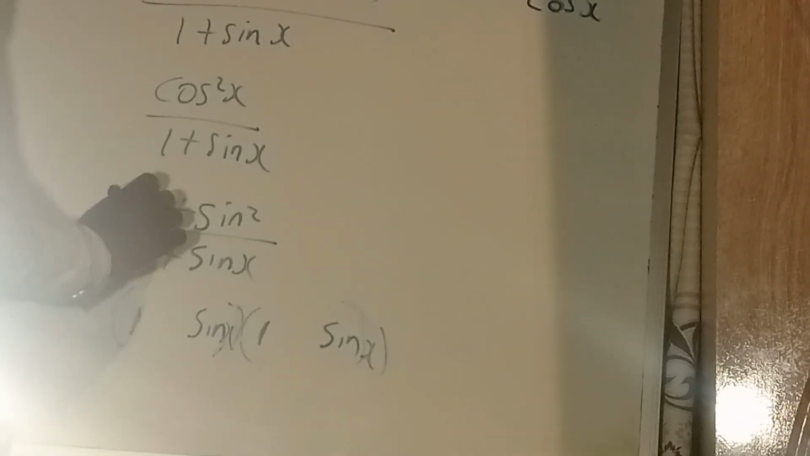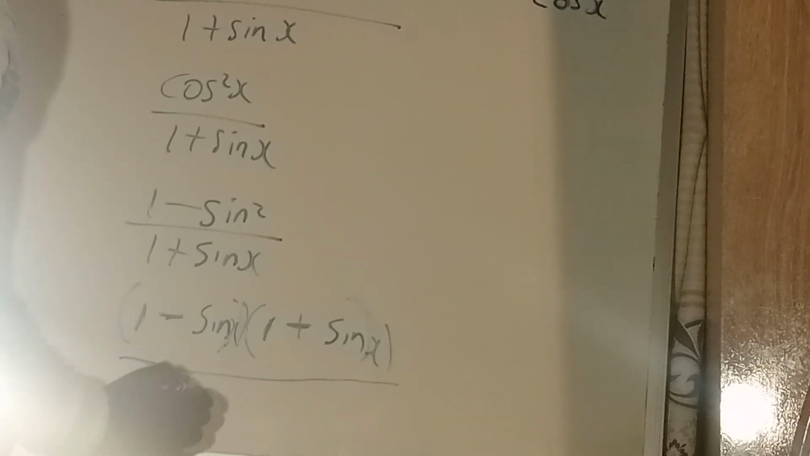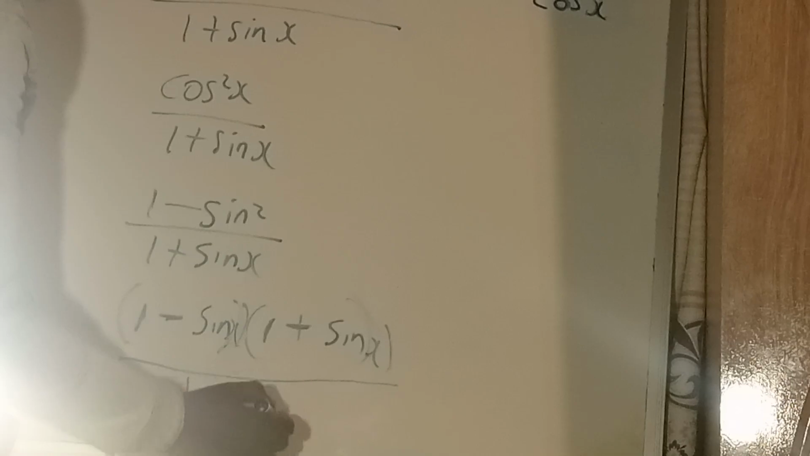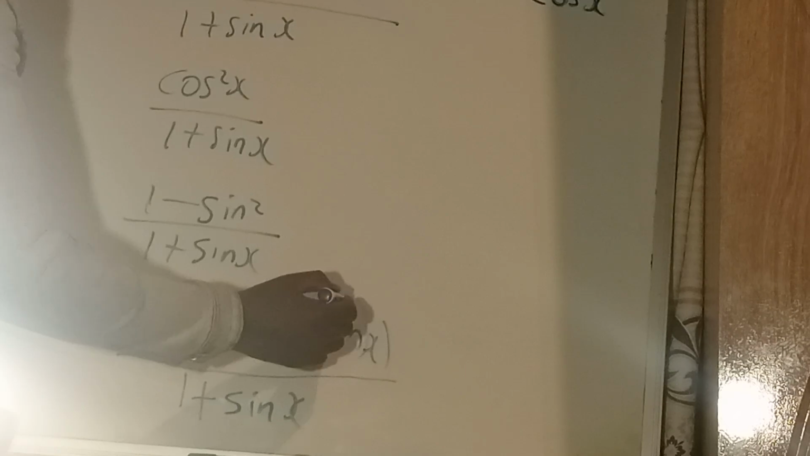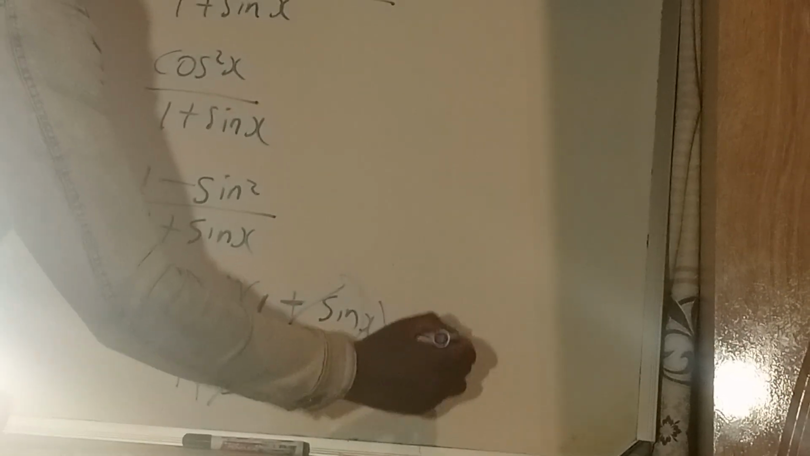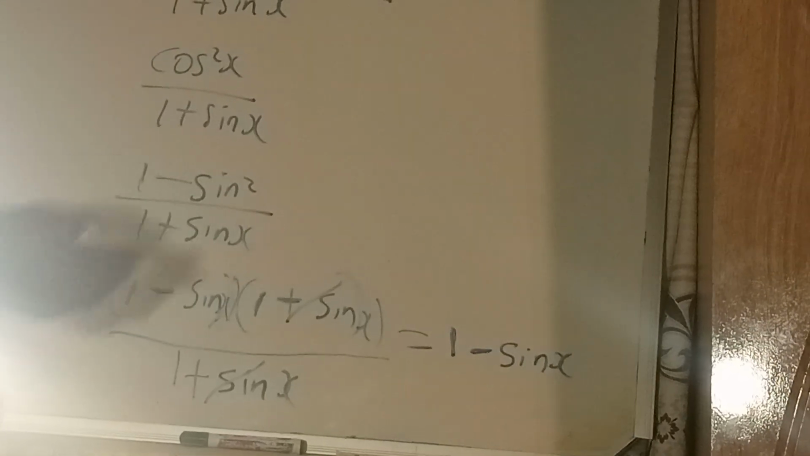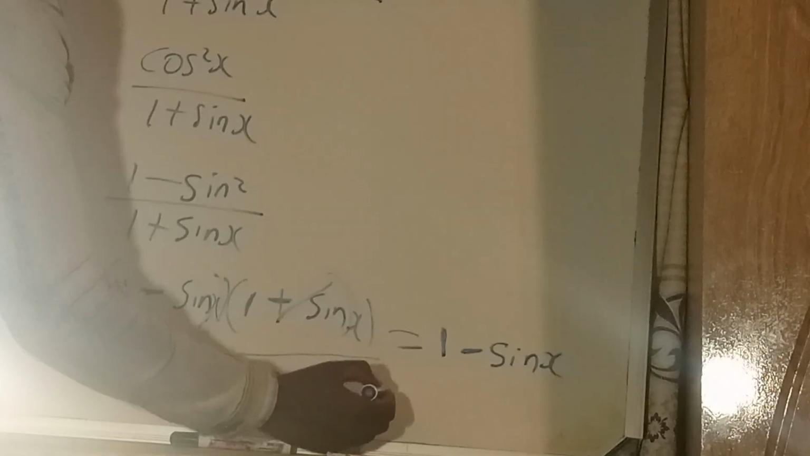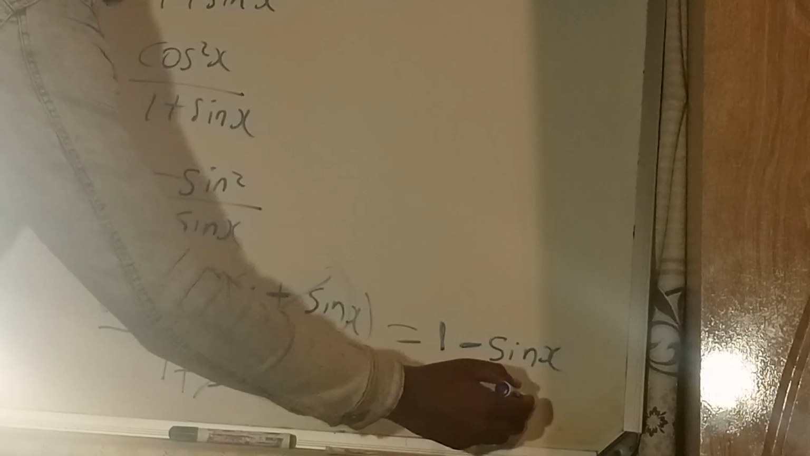Now, what about the signs? To get negative, we need a negative and a positive. So at the bottom there, you're going to have 1 plus sine x. Now, whatever looks alike here will cancel out. It means the 1 plus sine x and 1 plus sine x are going to cancel out. We are left with the 1 minus sine x. Once we get here, we're smiling now to say, okay, the right-hand side is equal to the left-hand side. We have proved it.